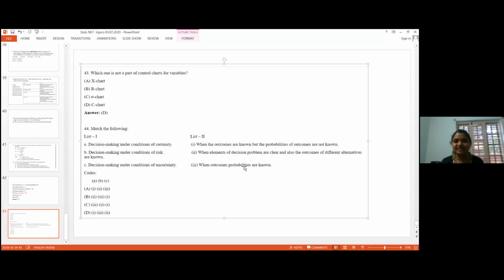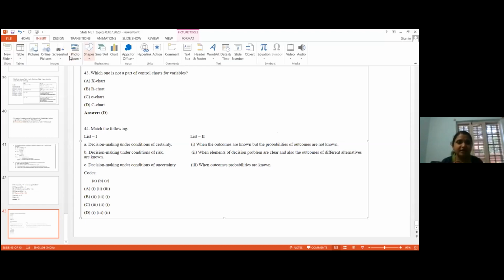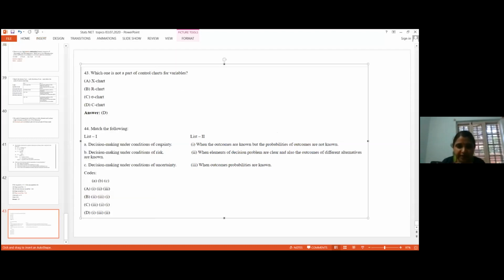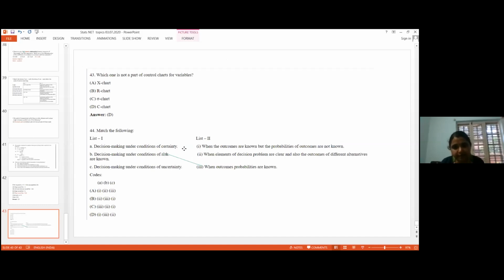And decision making. This is the very first time I'm seeing a decision making question coming into the picture. Generally, operations research kind of questions are very rare. So let me explain it. Decision making under uncertainty is when we are totally unaware of the outcomes. Decision making under risk is when probability is known. Decision making under certainty is when we are very clear about the outcomes.